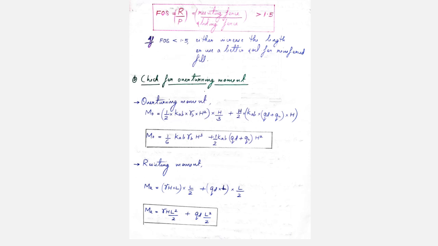There are actually two options. Either you can increase the length for getting the factor of safety greater than 1.5, or you can use a better soil within the reinforced soil fill. But we might have a limitation in bringing the best quality soil to site or in its availability. So mostly it will be better if we can increase the length and change the design. Once your factor of safety becomes greater than 1.5, then you can just go with the length which you have chosen.